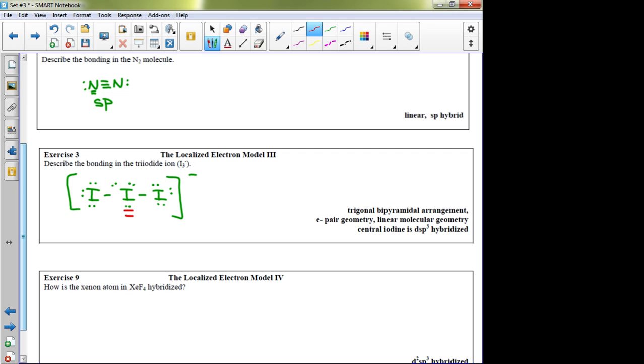How many areas of electron density are around the iodine in the middle? 1, 2, 3, 4, 5. Does everybody see those 5? So what's the hybridization? sp3d. I know, they write d first. It doesn't make sense to write d first. We've always been taught spd. It really doesn't matter. They are fine with it either way. Everybody see it? Easy?